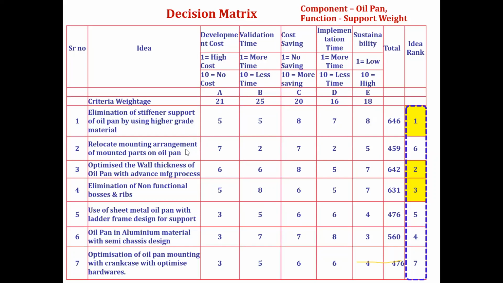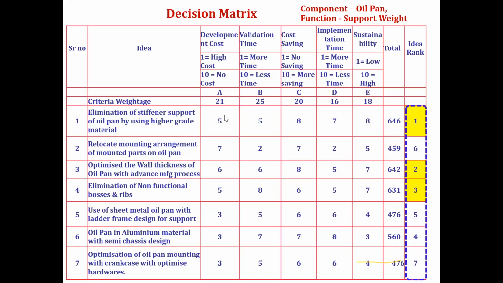I'm going to give the rating out of 1 to 10. I'm going to give the rating in the range of 1 to 10 for the 7 ideas, because these 7 ideas have been finalized. The ideas include eliminating the stiffness support by going with higher grade material, optimizing the wall thickness, and eliminating the non-rib areas. These are different ideas. Let the ideas be as they are.